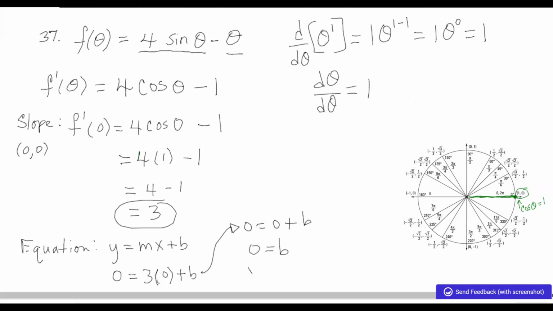So the equation is going to be y is equal to 3x plus 0. We don't have to write the plus 0 because it doesn't change anything. So that's the equation of our line. Okay? I hope this helped.